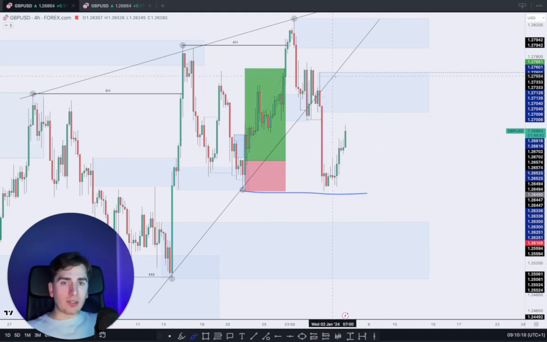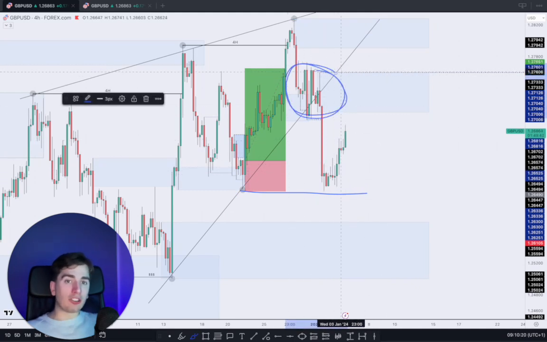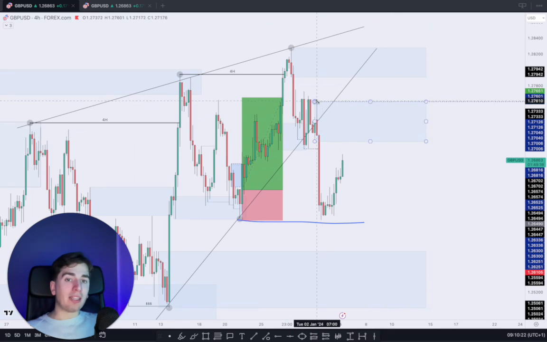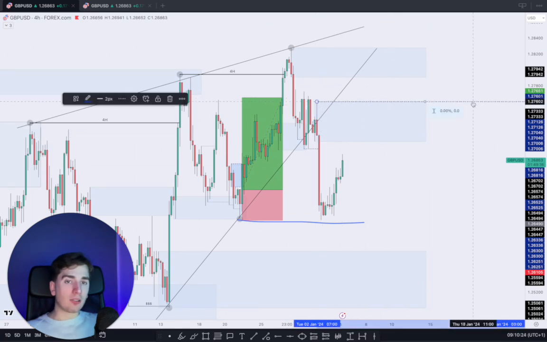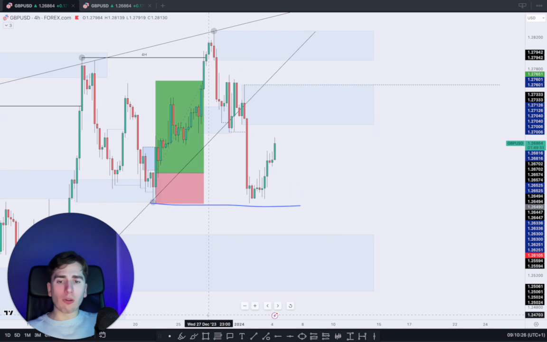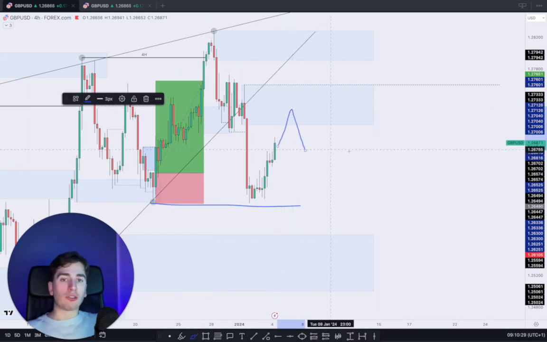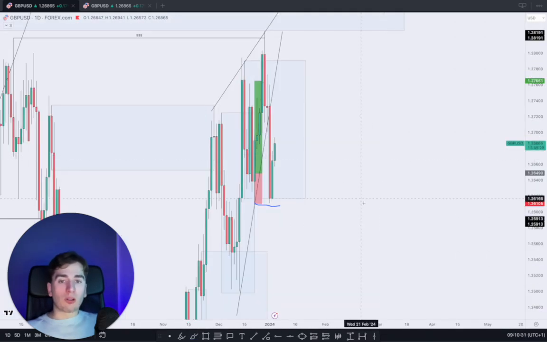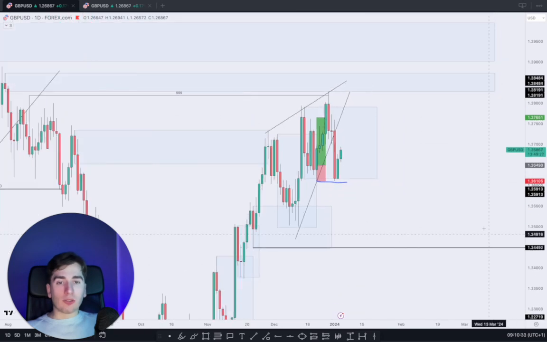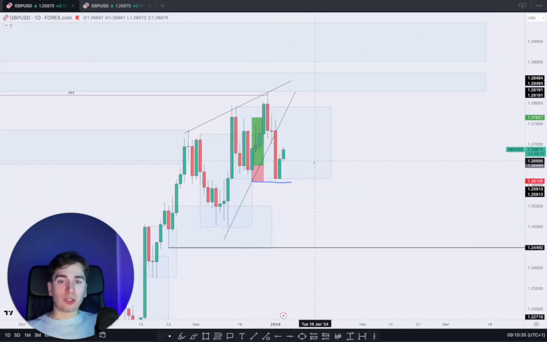For now, waiting for us to reach this area of consolidation, which is our area of supply, with this being our fractal high, this dotted line over here. And from there, we can look for a potential short again. And why would I look for a potential short again? Because of the fact that the daily fractal structure is now bearish.